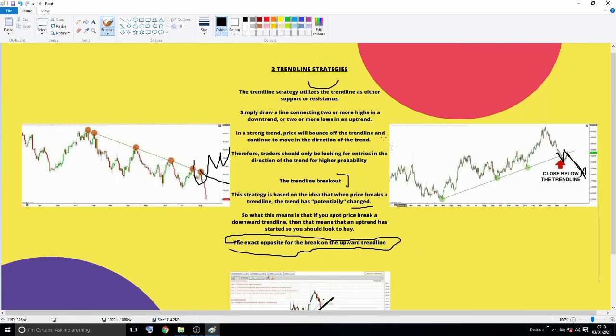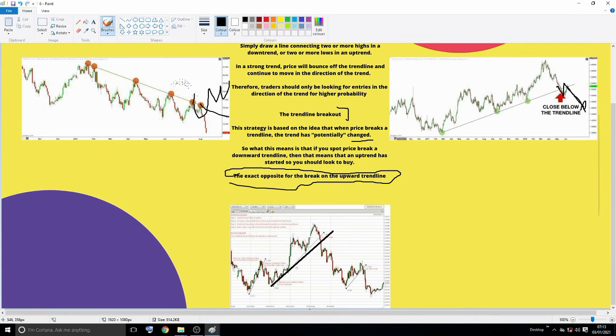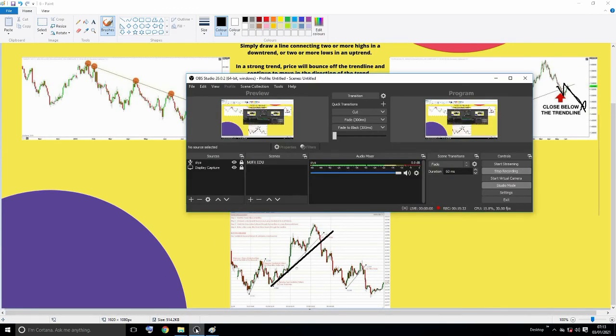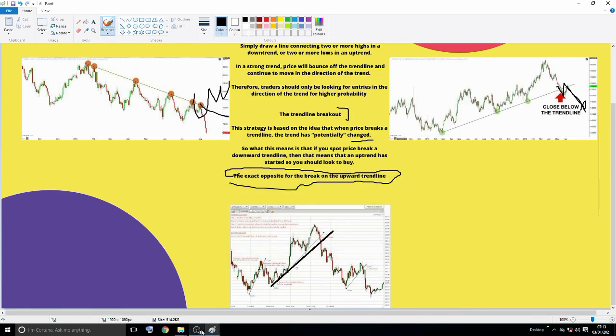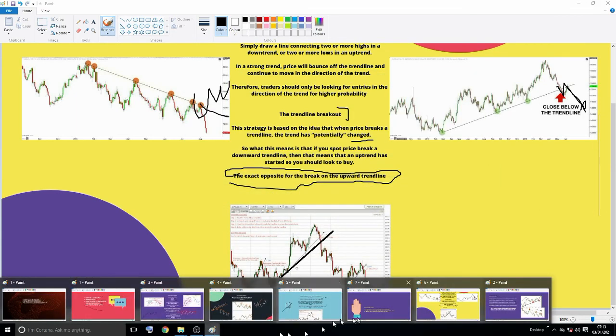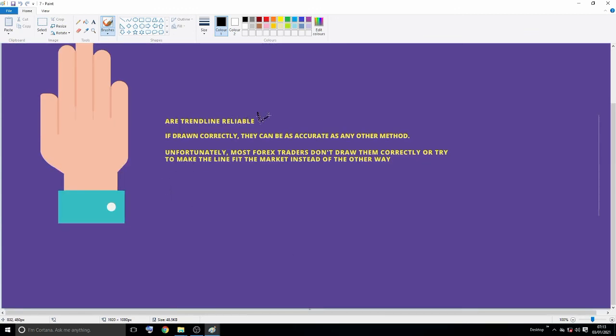So these are the two strategies, and the books that I was talking about go deep into details about these strategies, and they can be profitable if you are using them correctly. They can be very, very, very profitable if you use them correctly. So let's see our last slide. Are trend lines reliable? Well, the answer to this is simple. If you draw a trend line correctly, they can be as accurate as any other method.